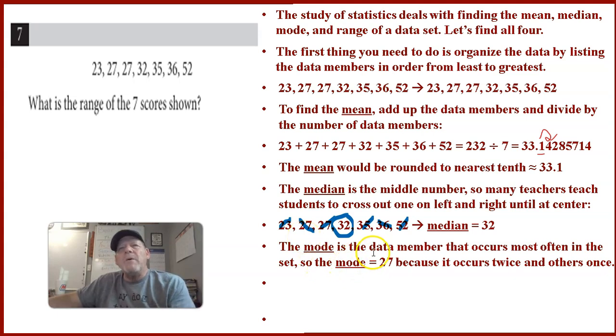Next, the mode. The mode is the data member that occurs most often in the set. So the mode is 27 because it occurs twice. See how there's two 27s here?